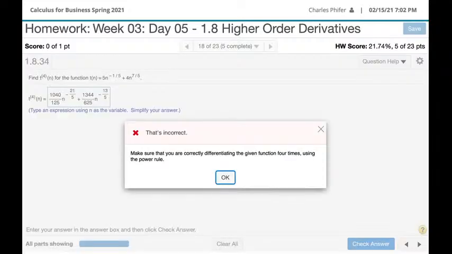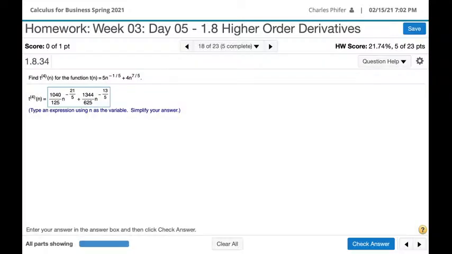Make sure that you... Let me look at the original. This might have to be the last one. I got my 5. Trying to make sure I have the original question written down properly. 5n to the negative 1/5, 4n to the 7 over 5. Okay, that looks good. Let me see, did I type it right? 1040 over 125, negative 21 over 5. That should be plus.